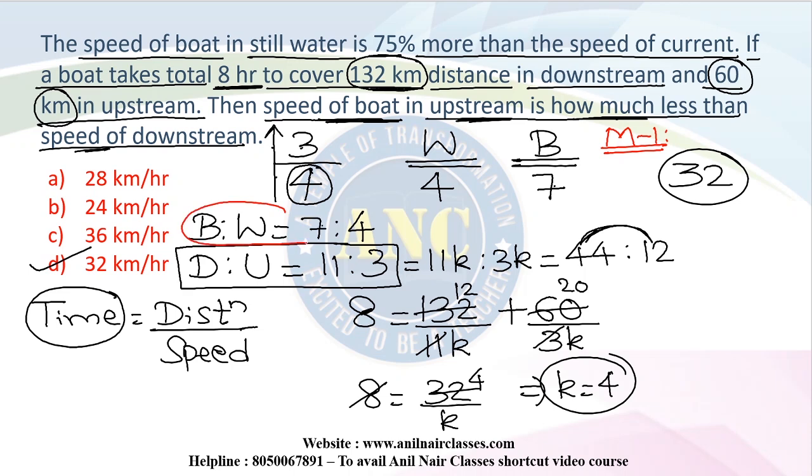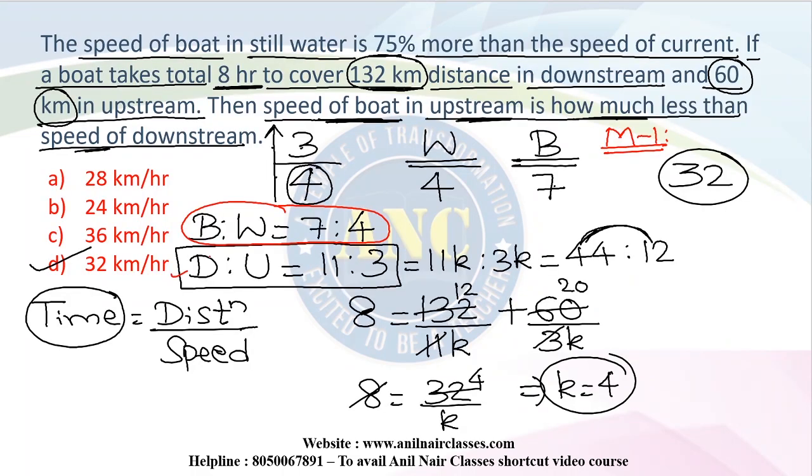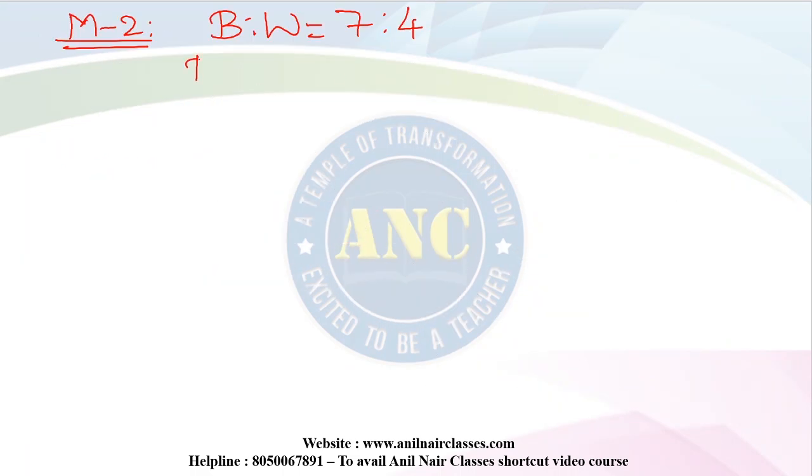B is to W is already known as 7 is to 4. Let me write down the data which is already known. B is to W is 7 is to 4. So D is to U will be 11 is to 3. That also we came to know. Now, in the question it is given that the total time is 8 hours. According to the question it is 8 hours.